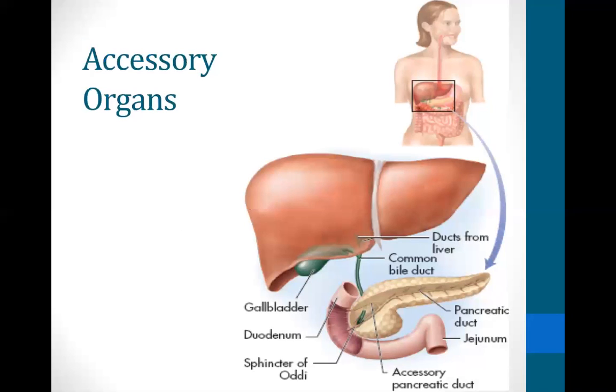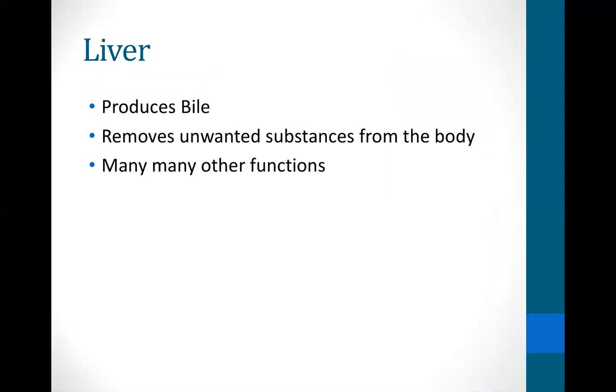What about these other organs? So we have some organs that are considered accessory organs, and these include the liver, the gallbladder, and the pancreas. So these are not necessarily organs of the GI tract, but they're organs that play a very, very important role in the GI tract. The liver produces bile, and bile is necessary to break down fat into smaller droplets. Bile is stored in the gallbladder.